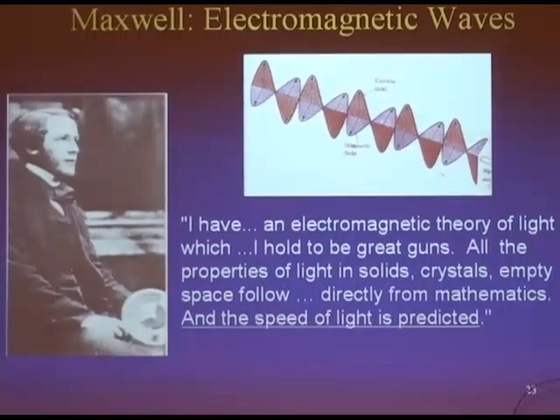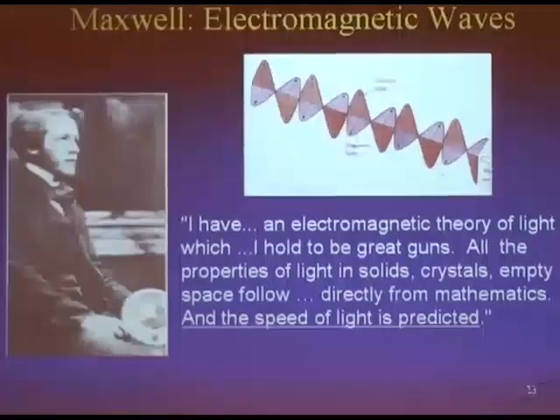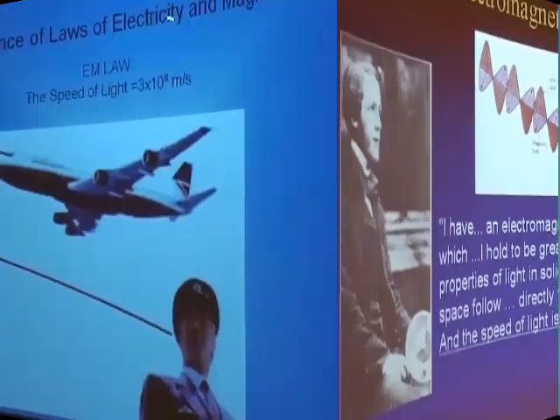Because he knew the equations with which electricity changes into magnetism and vice versa. And he actually determined a number for that speed. That number was 3 times 10 to the 8 meters per second. So just by using the laws of electricity and magnetism, he determined the speed of light. He says, I have an electromagnetic theory of light. So he was the first person to show that light is really the same as electromagnetic waves.